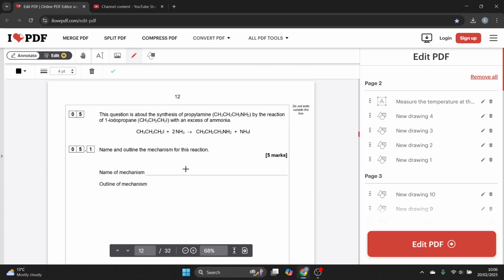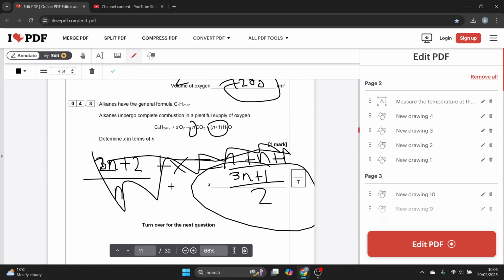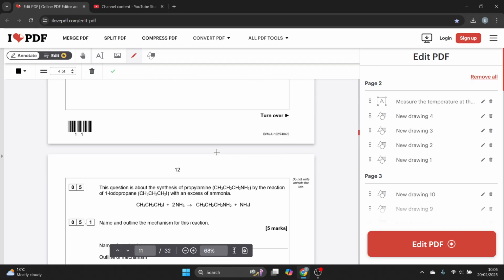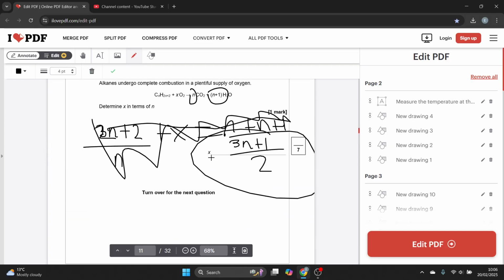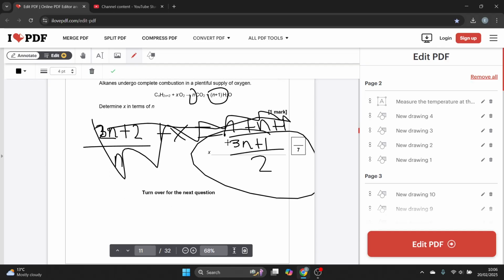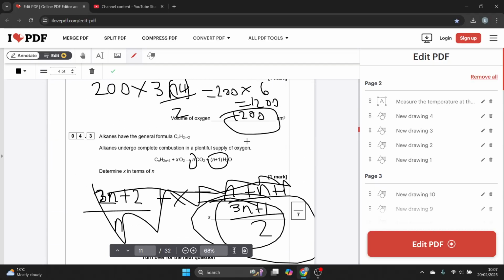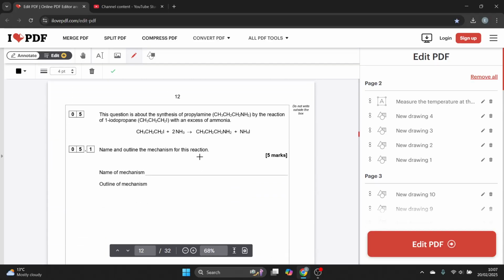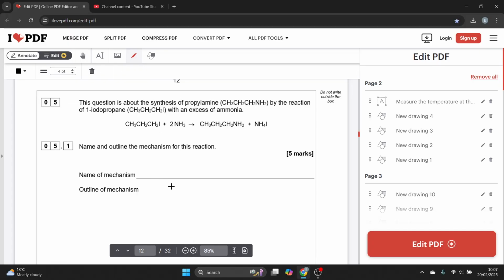Question 5. If it's a real exam, I'd come back to this last if I'm spending too long on a 1 marker. It is just 1 mark, and if you don't know how to do it, just skip it. I just copy from the mark scheme: 3n plus 1 divided by 2 is x. Name the mechanism for this reaction. The question is about the synthesis of propylamine, 1-iodopropane with x ammonia. It's going to be nucleophilic substitution.